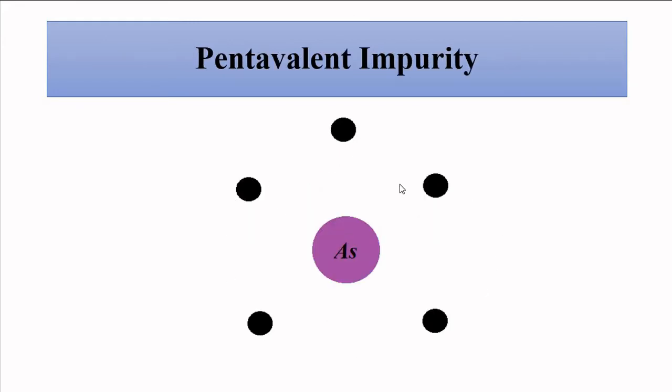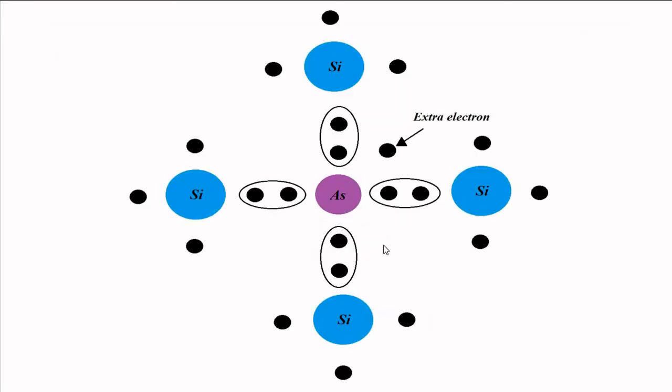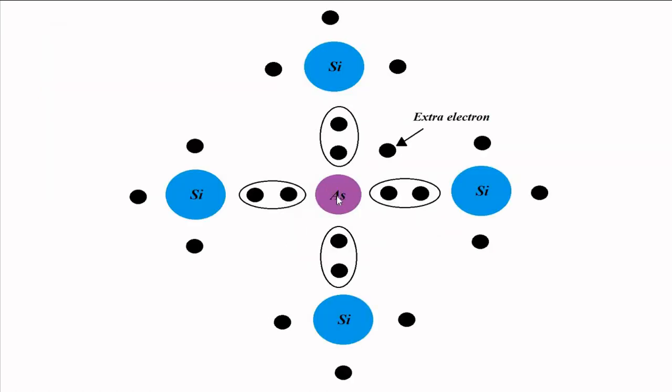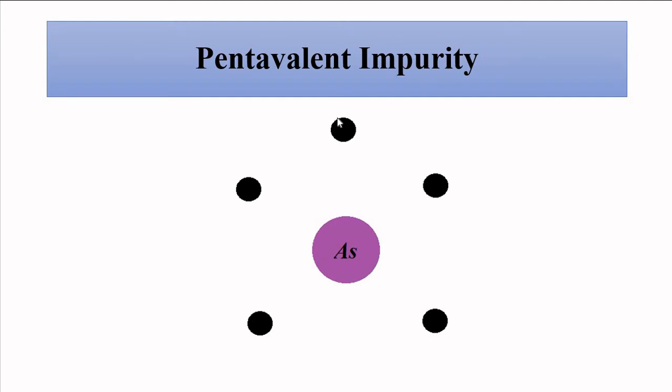Four electrons out of the five valence electrons of the pentavalent impurity enter into covalent bonds with the four outermost valence electrons of silicon. So all four electrons of silicon engage in covalent bonds with the pentavalent impurity. Now this extra electron gets left behind.